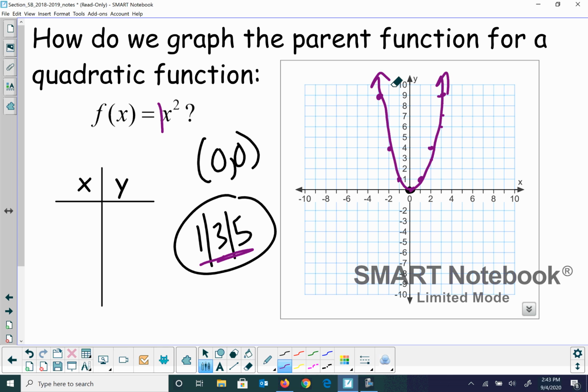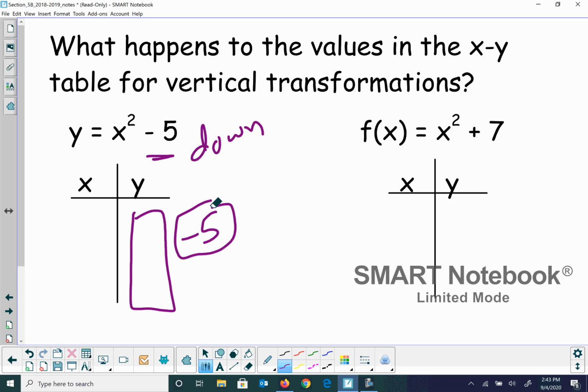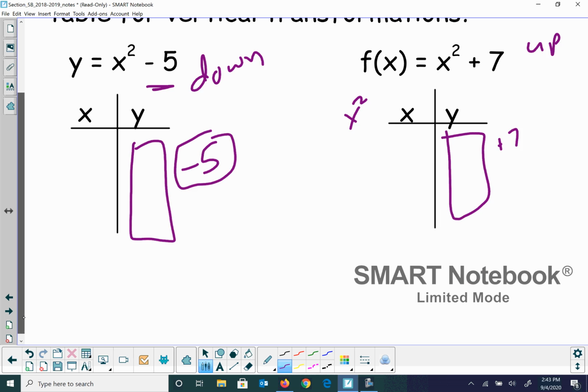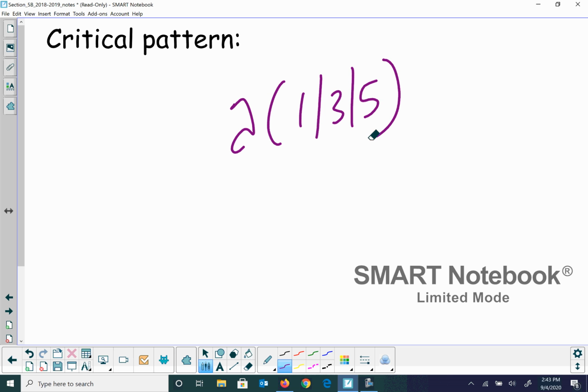So we can shift this up, down, right, left, flip it over, all kinds of things. But we're just going to keep it like this right now. So what happens to the value when this is going to make it go down 5. So any of these values that were here on the parent function, I would have subtracted 5 from. On this one, I'd go up 7. So any of these on our parent function being x squared, I would add 7 to any of those. And that's how you would jump through those tables. So the critical pattern is our a value times 1, 3, 5. And this is how we're going to pattern graph.